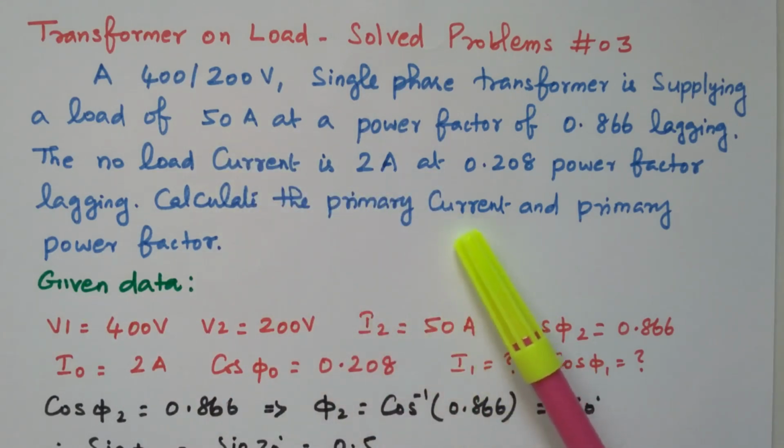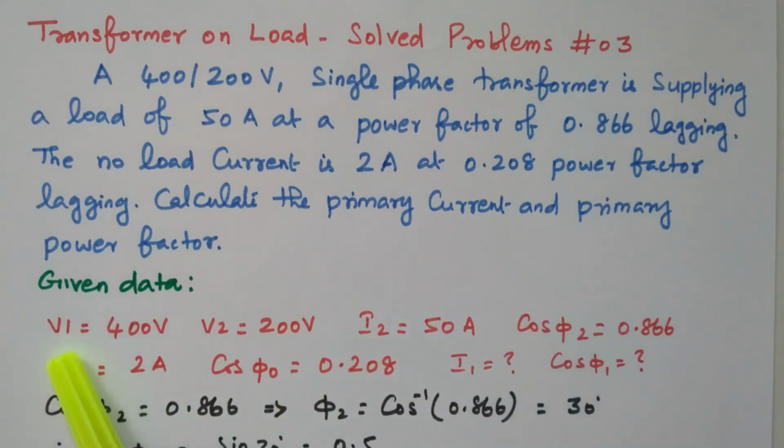Now we'll analyze the given data. V1, the primary voltage, is 400 volts. The secondary voltage V2 is 200 volts. Then I2, the full load current, is 50 ampere, and the corresponding power factor cos phi 2 equals 0.866. So this current and power factor are the loaded condition. Then the no load current is given as 2 ampere, and the corresponding power factor cos phi naught is 0.208.